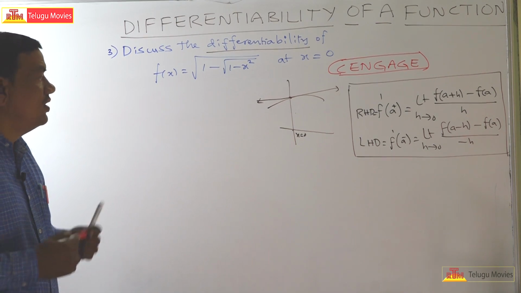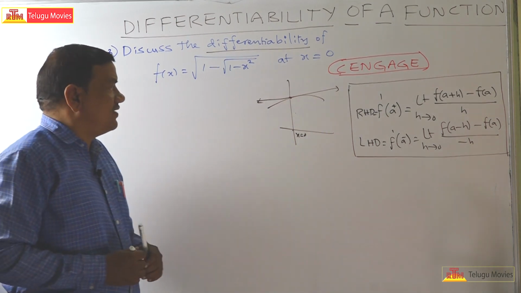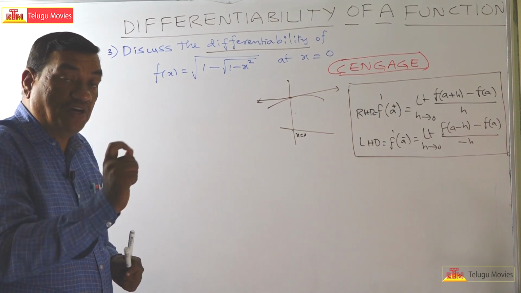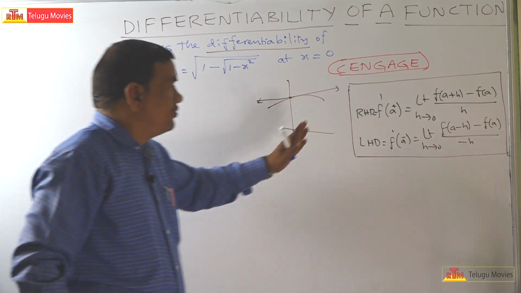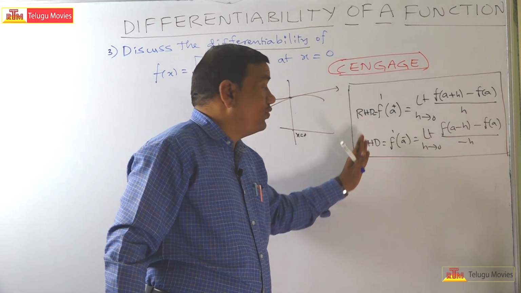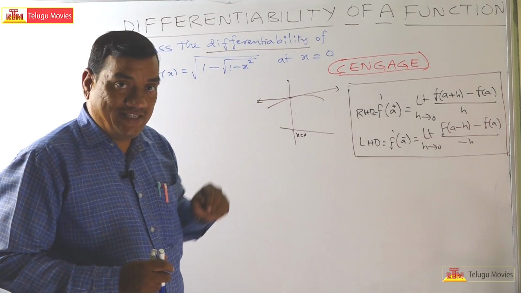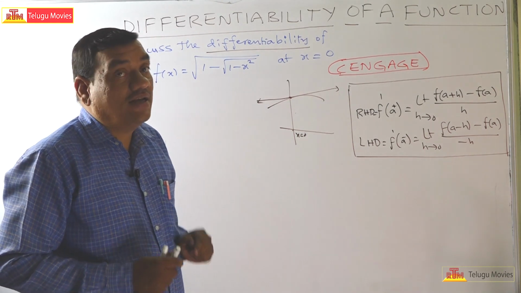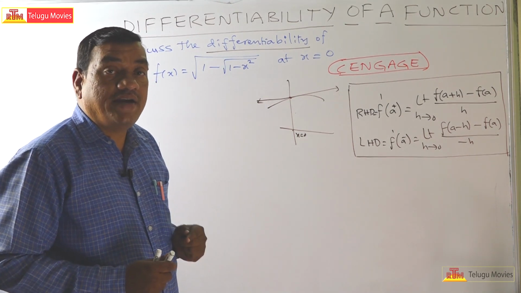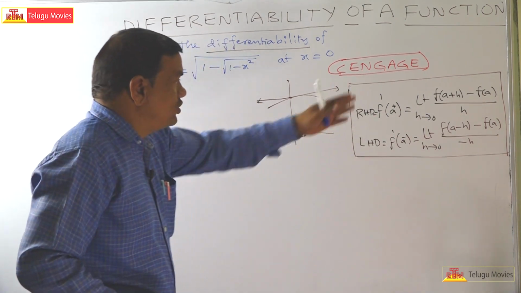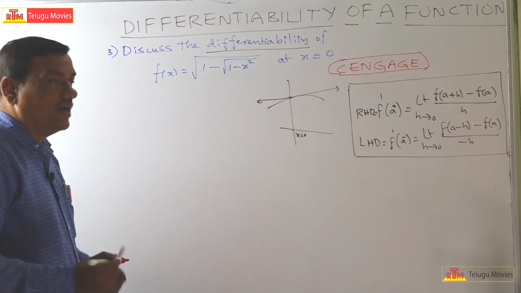Understand it or not? To check whether the given function is differentiable or not, we have to check the right hand side derivative and left hand side derivative at that point. Both should exist and both should be equal, then only we can draw a tangent at the point x is equal to a. Those are the formulas that we already have.